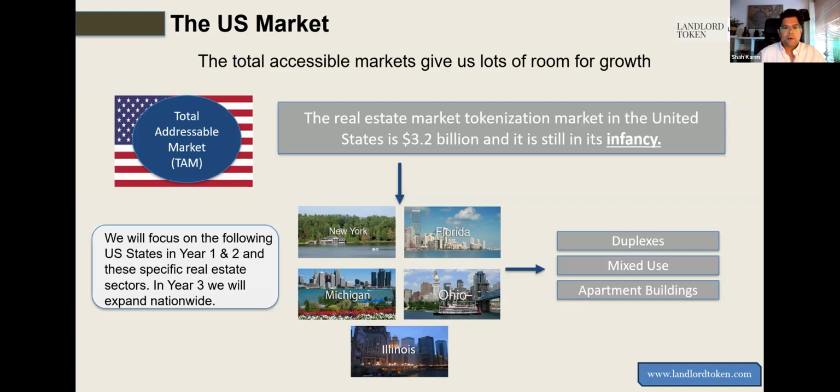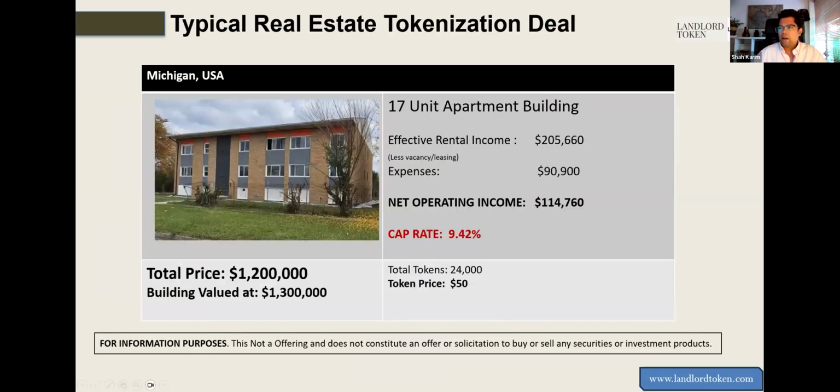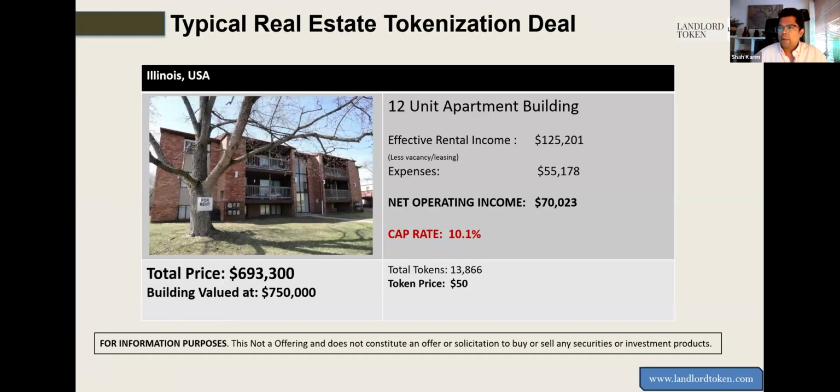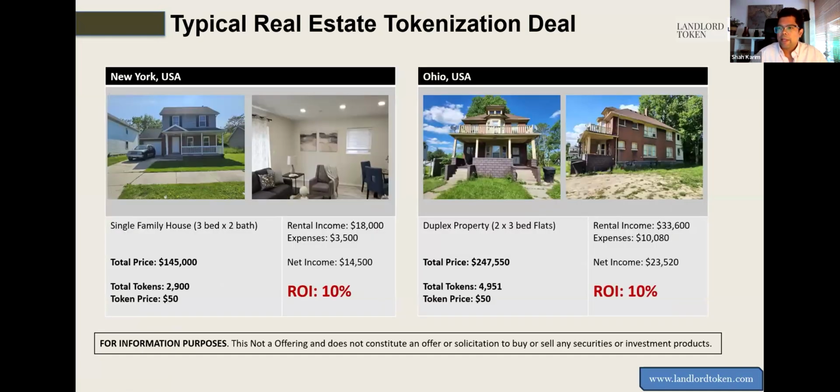So I'm just going to show you 4 examples of properties that we are looking at. For example, this is a typical apartment building within Michigan, a 12-unit apartment building in Illinois, and also a single-family house in New York, and a duplex property in Ohio.